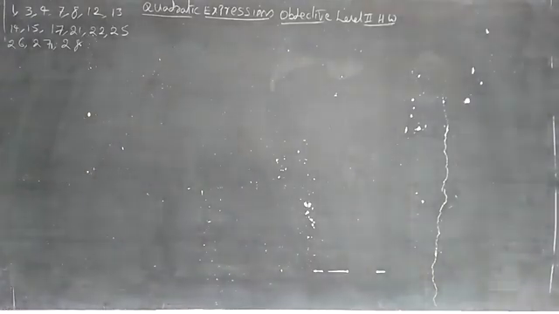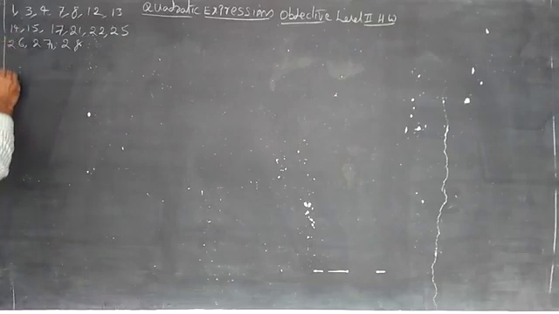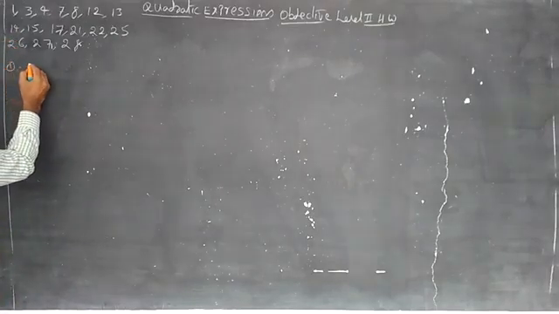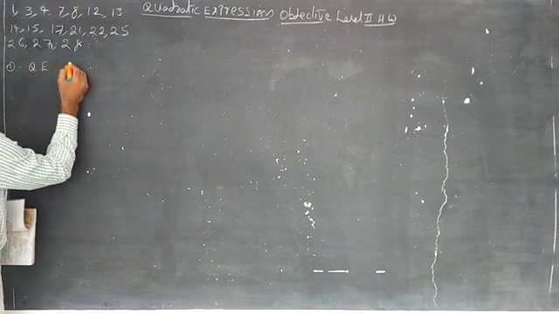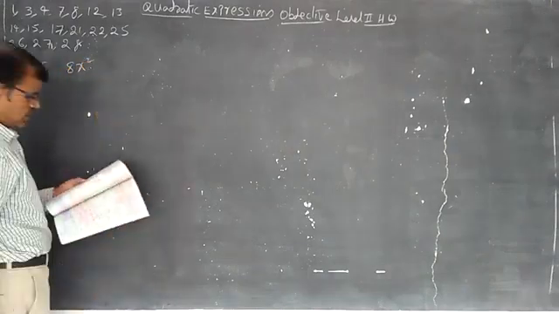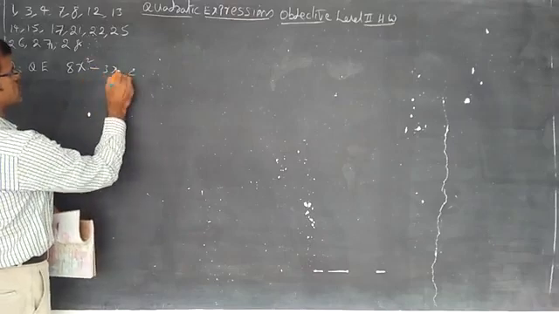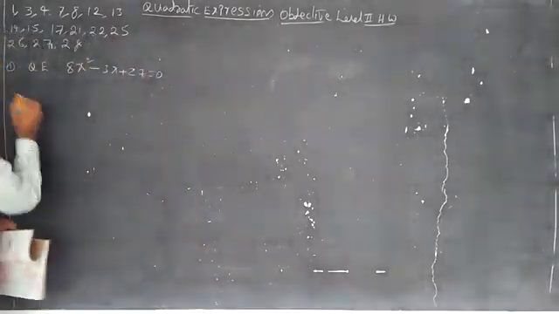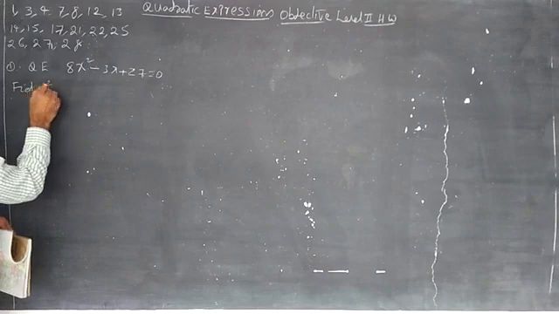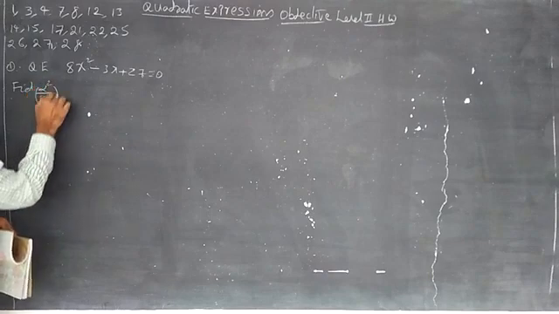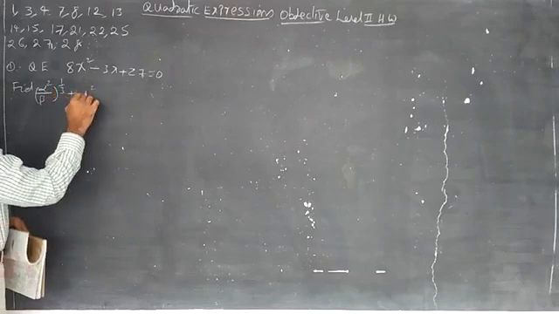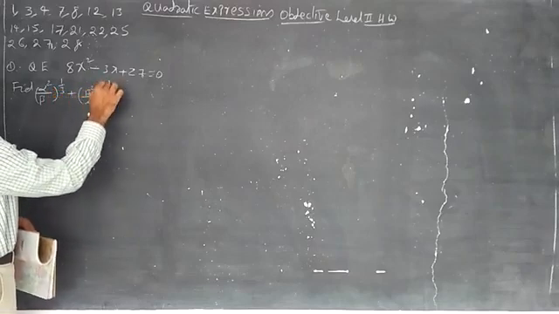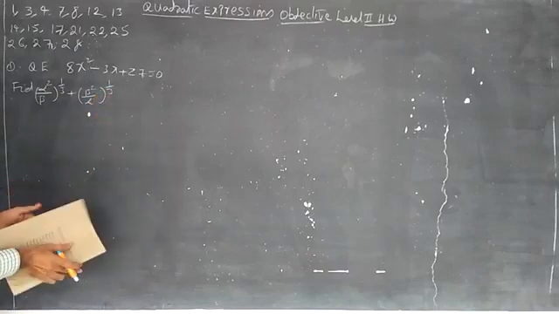First question: if alpha, beta are the roots of the quadratic equation 8x square minus 3x plus 27 equal to 0, then find (alpha square by beta) whole power 1 by 3 plus (beta square by alpha) whole power 1 by 3. You should calculate the value.